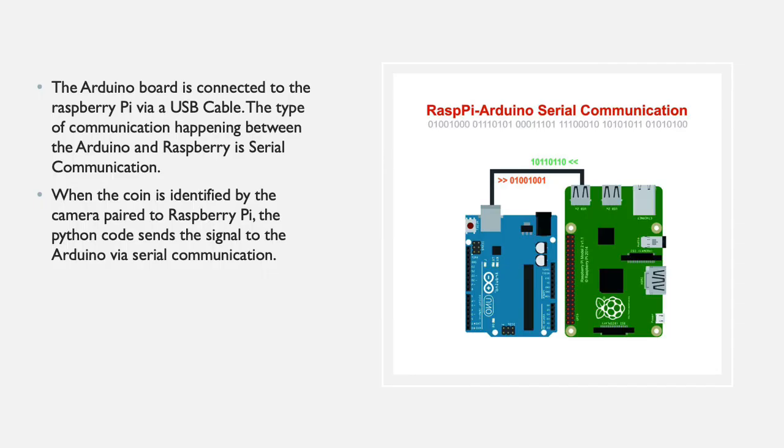The connection between the Arduino and the Raspberry Pi is done using a USB cable, and the communication that is developed between these two systems is the serial communication. When the coin is identified by the camera paired to the Raspberry Pi, the Python code that we discussed earlier sends the signal to the Arduino via serial communication, and this signal is sent in bytes, so we have to be careful for the conversion as well.